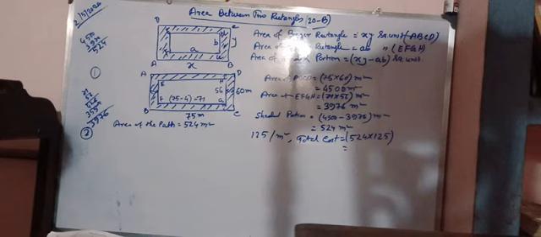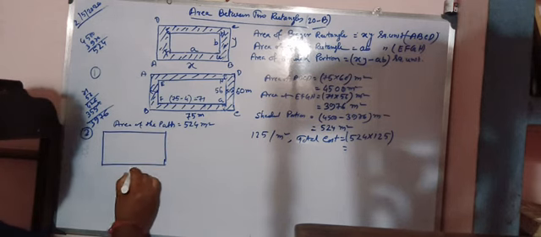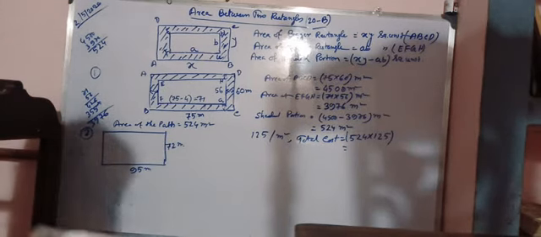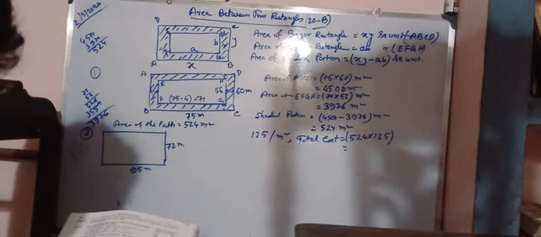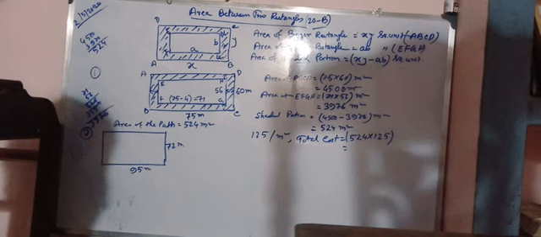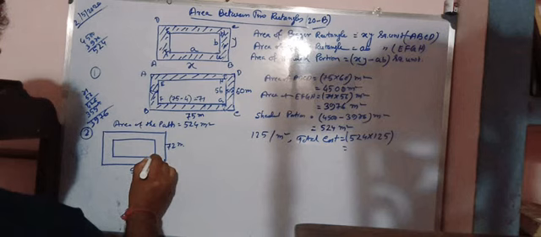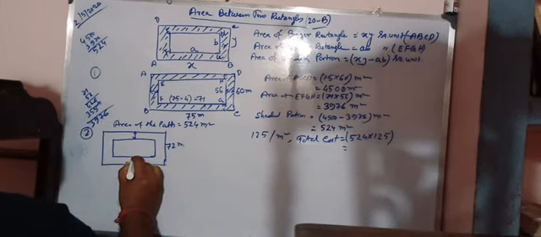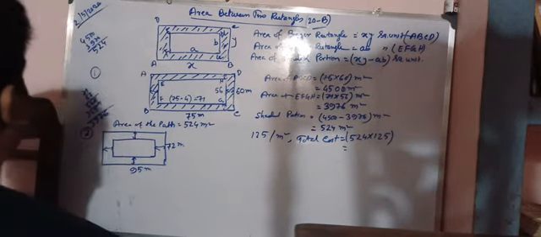The rectangular plot of land measures 95 meter and 72 meter. Inside the plot, the path is of uniform width 3.5 meter. 3.5 meter means here 3.5 meter, here also 3.5 meter.